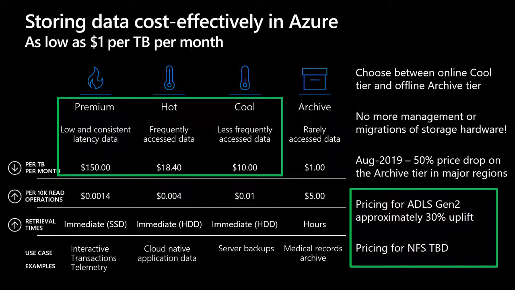Now, the pricing for ADLS Gen 2, when you enable HNS, is approximately a 30% uplift on gigabytes as well as transactions. The NFS v3 pricing is not set yet. We have not formally set it. But we are leaning, and I'm leaning a little bit, to just pricing it exactly the same as ADLS Gen 2. So if you have any feedback on pricing, I'd love to hear from you after this talk as well.